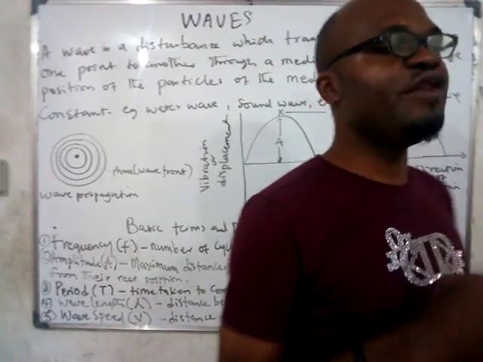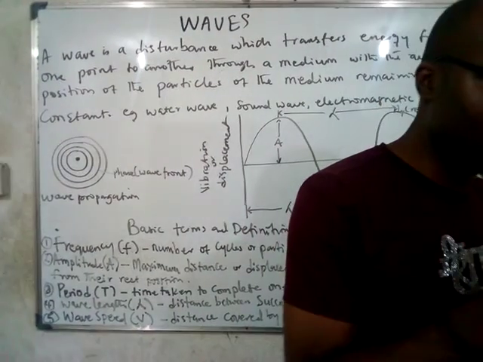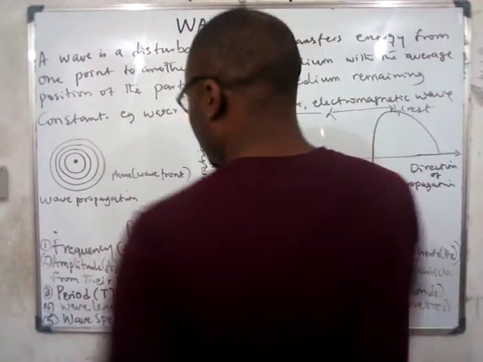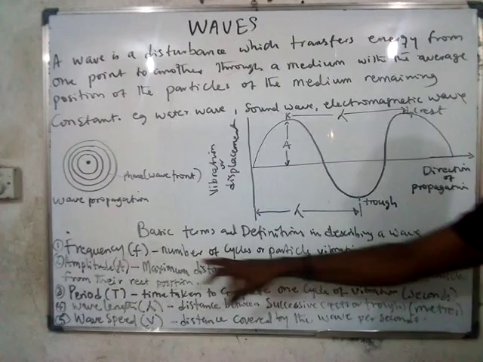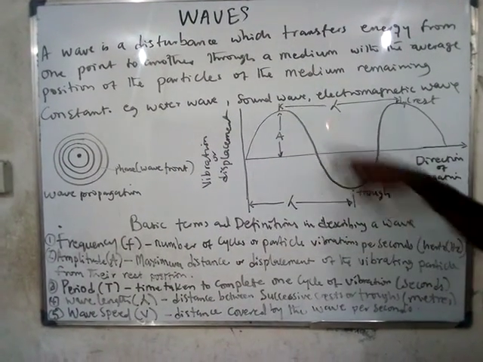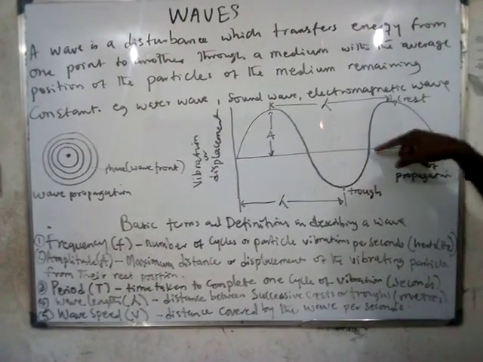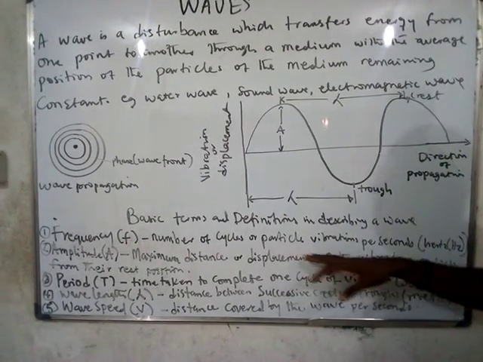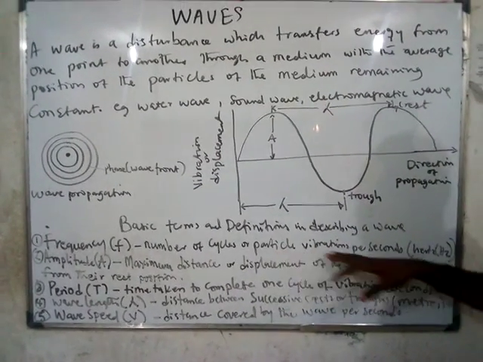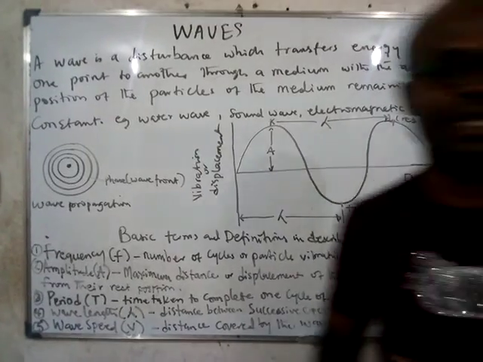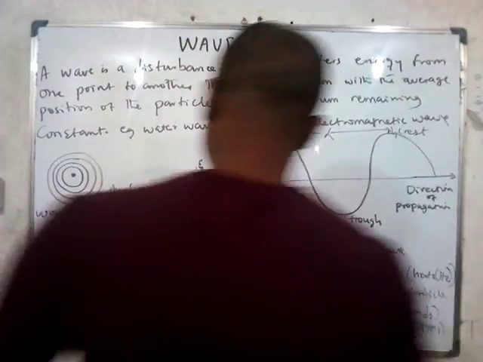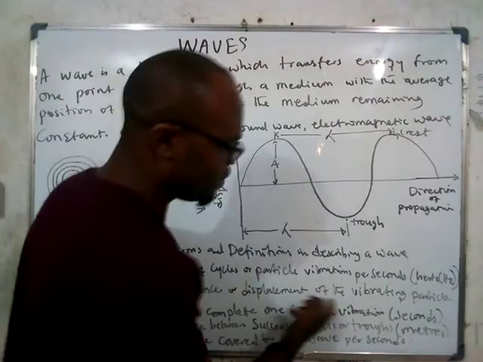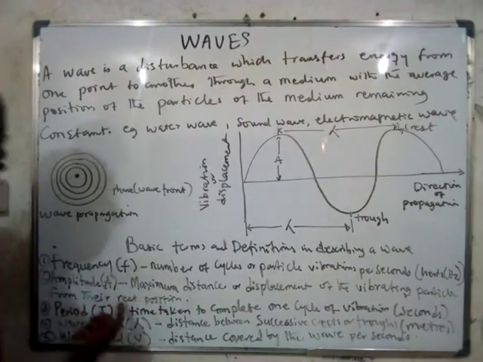In defining a wave, you need to know some basic words. And those words are what? Frequency. Frequency is the number of cycles. This is one cycle. Is that clear? Yes. It is the number of cycles of particle vibration per second. It is measured in hertz. Is that clear? Yes.